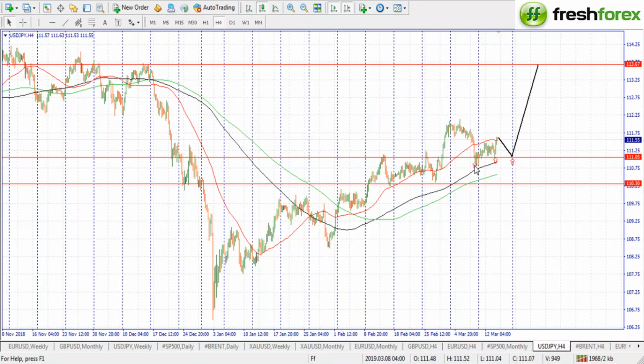So this a trade, this a trade, and this another trade in the future. We'll move to the next chart. That should be SP500. SP500 is here.